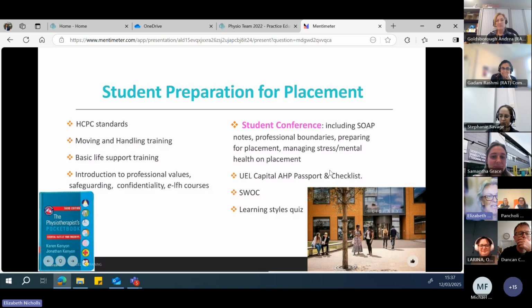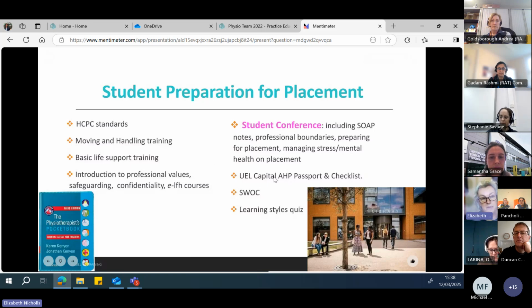And the students will all have attended an AHP student conference where we kind of blasted through an introduction to SOAP notes, an introduction to the spectre that is reflection. What is reflection? How do students start to engage with that? And managing their anxiety and stress levels. But I suspect that will be an ongoing work in progress.